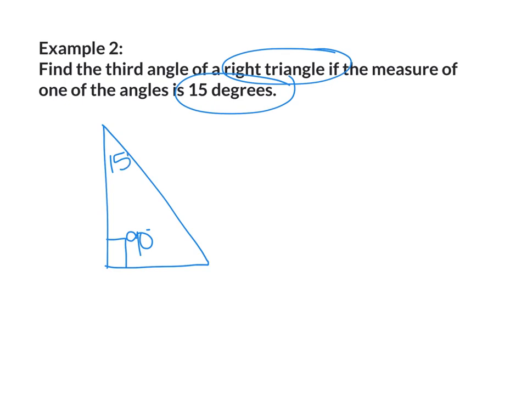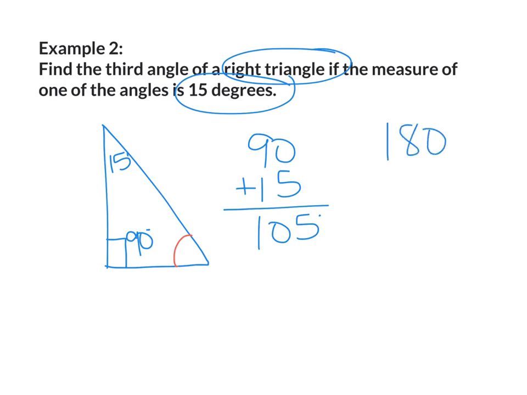So what we need to do is find the measure of this angle. I'm going to take 90 and 15 and add them together. That's going to give me 105 degrees. We also know that the sum of the angles inside of a triangle is 180 degrees. So I'm going to take 180 and subtract 105. 10 take away 5 will give me 5. 7 take away 0 gives me 7. So the missing angle measure is 75 degrees.